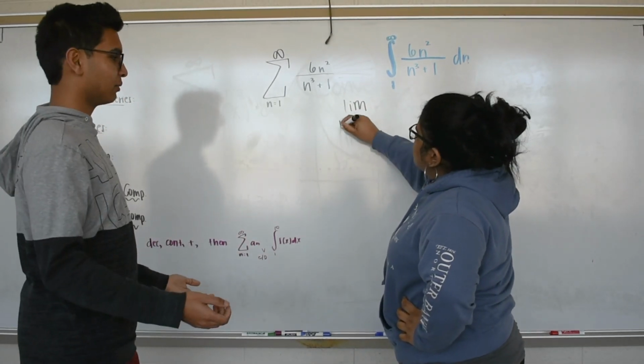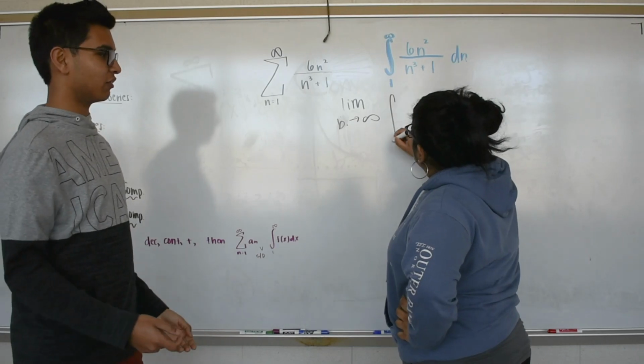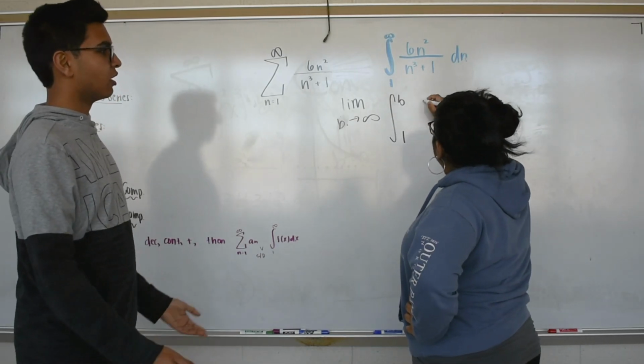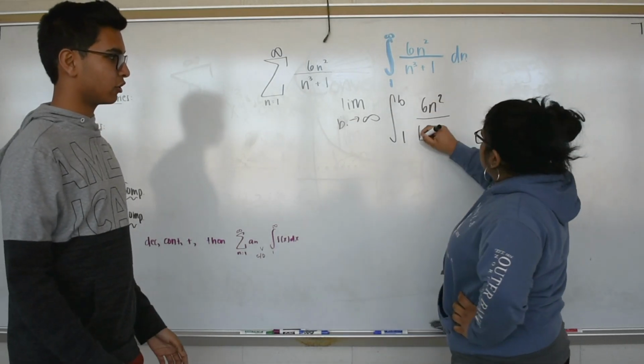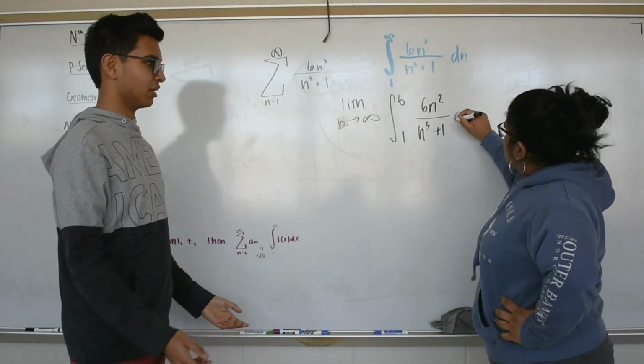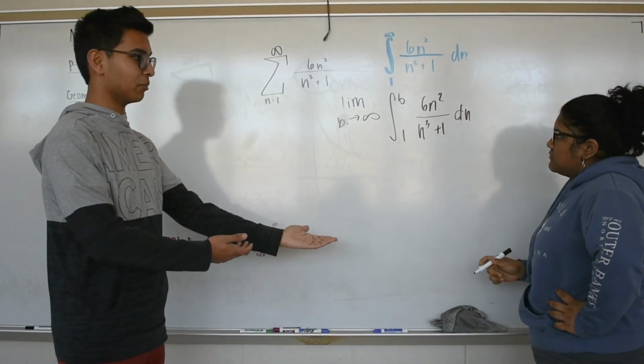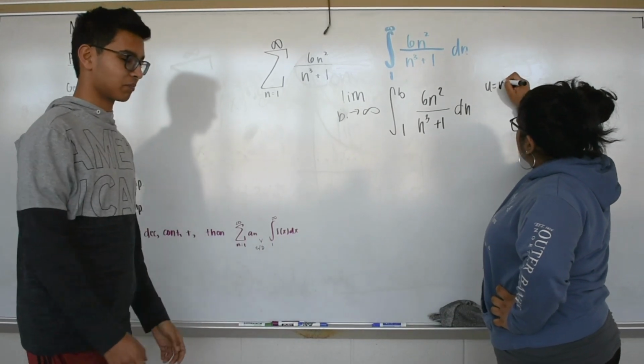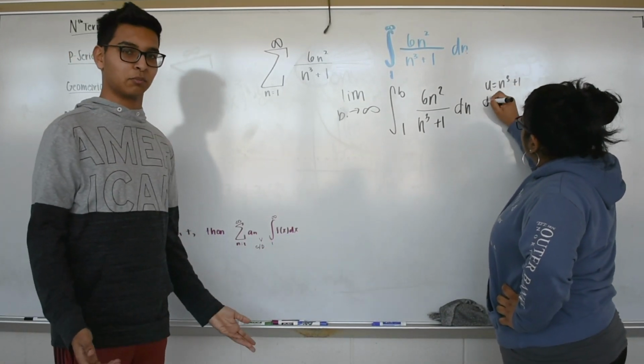We must use the limit of b going to infinity of the integral from 1 to b of 6n squared over n cubed plus 1, dn. Now let's use u-substitution to solve the integral. u is n cubed plus 1.